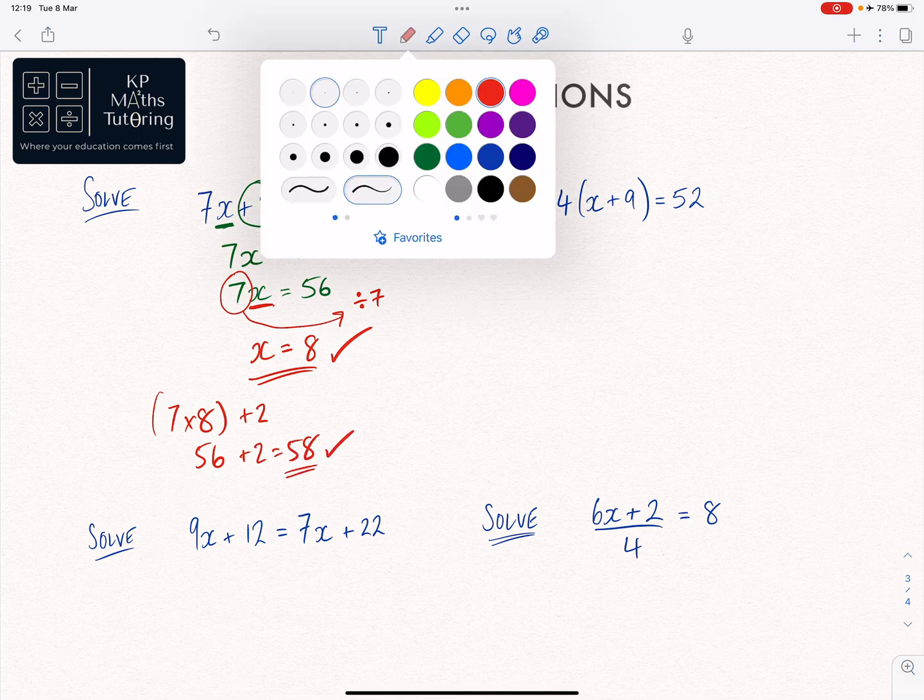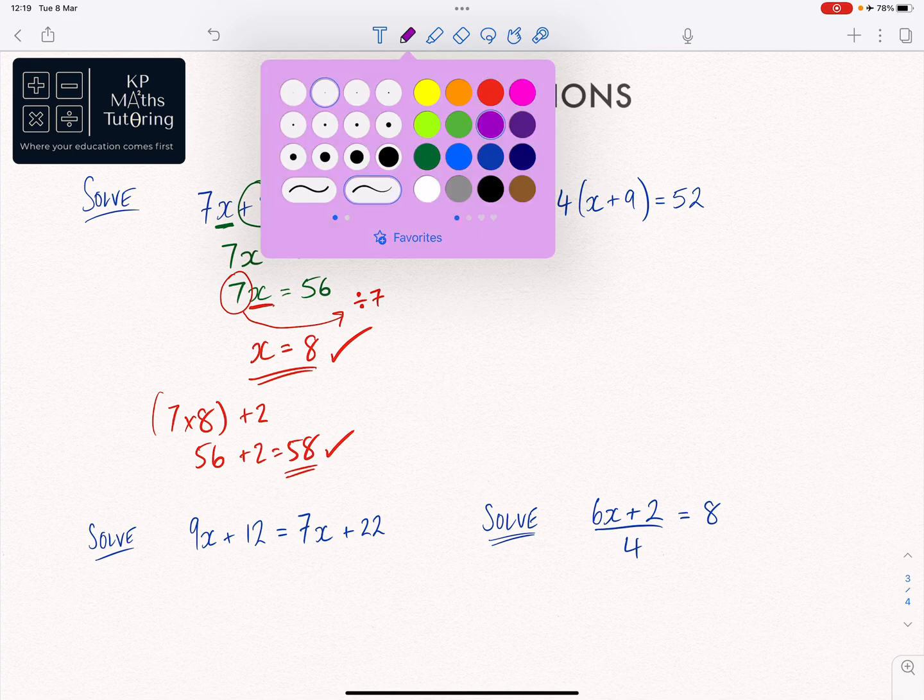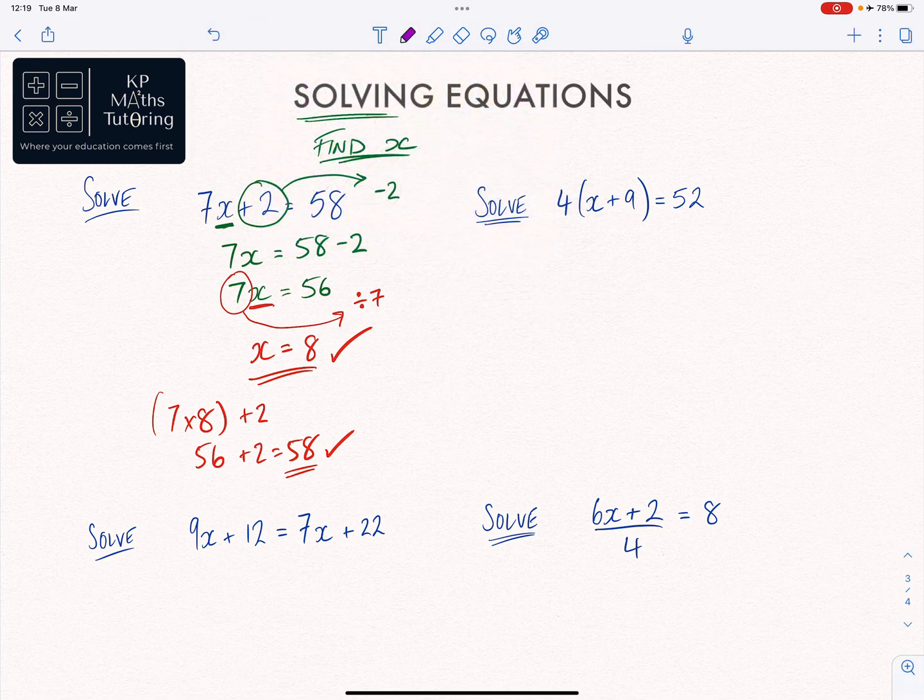Okay, let's look at this second example. The difference here is that we've now got a bracket involved. So the first thing you need to be able to do is expand the brackets. Okay, so multiply, remember, you're doing 4 times x, which is 4x, and then you're doing 4 times 9. Now, always remember that you are multiplying those values. So 4 times 9 is 36, and then that equals 52. In an exam, that would get you a mark.